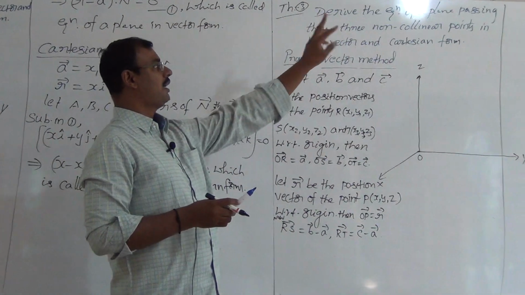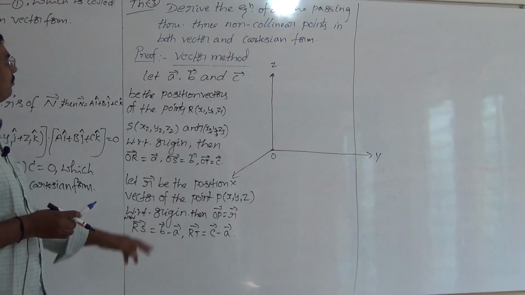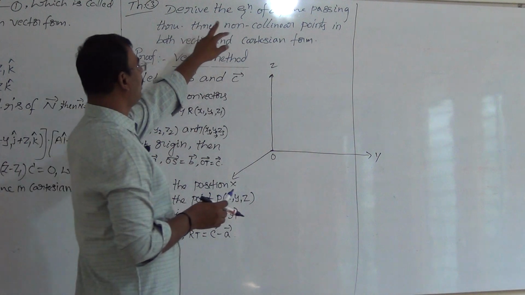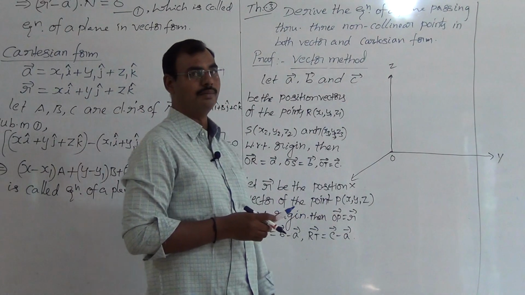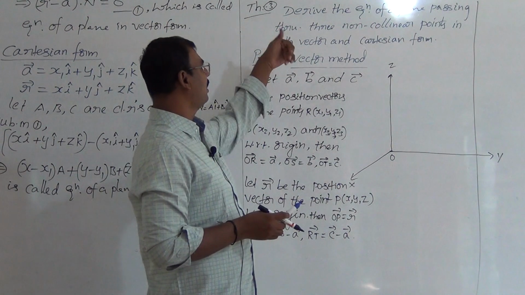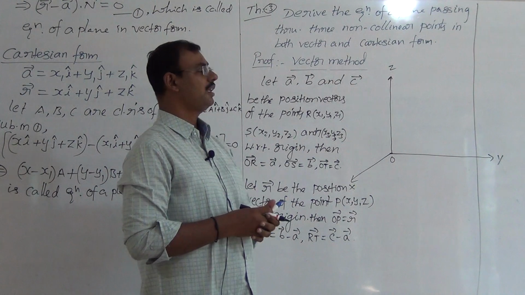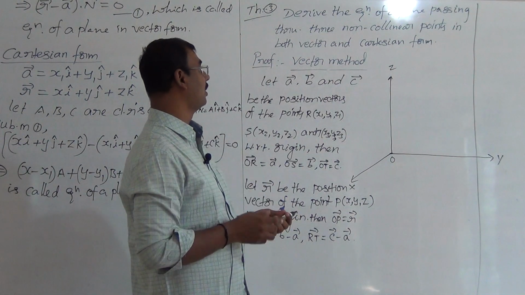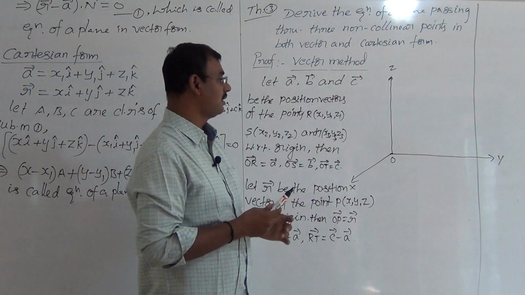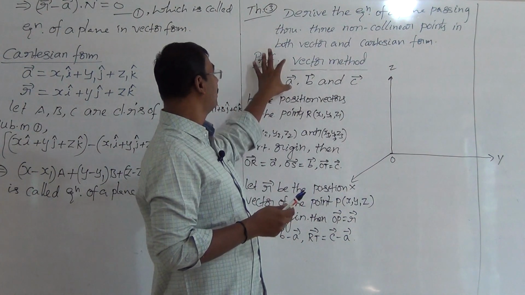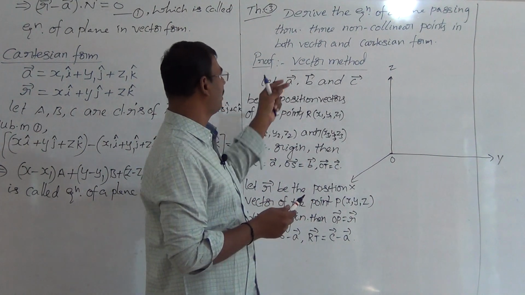Derive the equation of a plane passing through 3 non-collinear points in both vector and Cartesian form. So here this is not so important actually. The formula is important, even though I can show the derivation shortly. Okay, second theorem very important. First theorem also very important. So vector method, firstly, follow the same method.